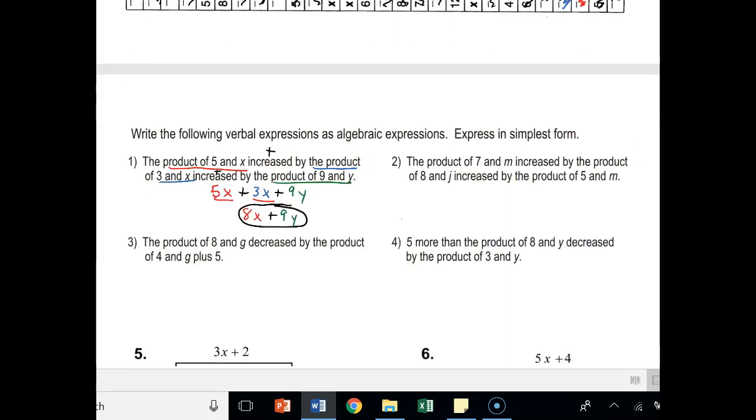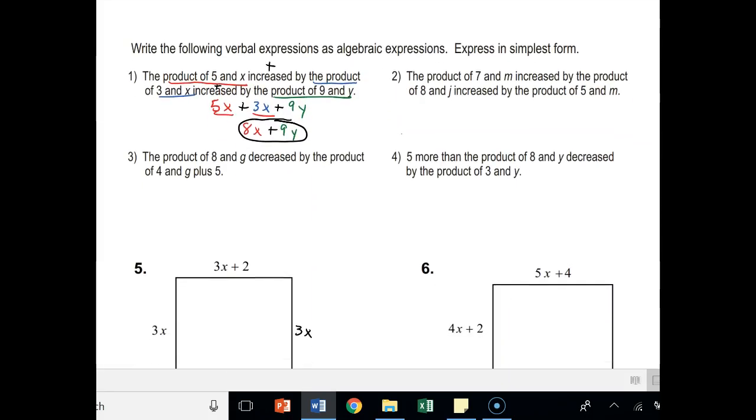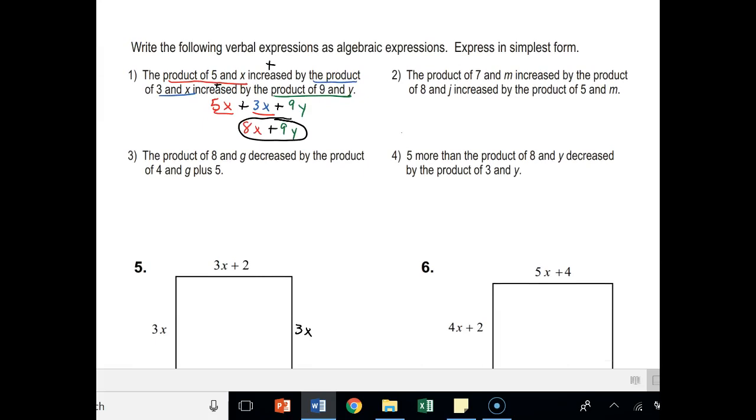All right, let's go to the back side real quick. On the back side we just have a couple different problems. If you take a look at number 2, it says the product of 7 and m, that is going to be one term in your expression. Product obviously means multiply, so that's 7m. Increased by, that means plus, so plus the product of 8 and j, that's going to be another term in your expression, 8 and j, increased by, again, plus the product of 5 and m. That's going to be the third term, 5 and m.